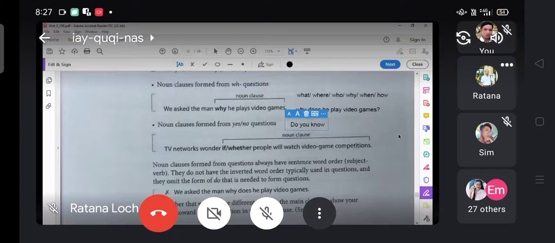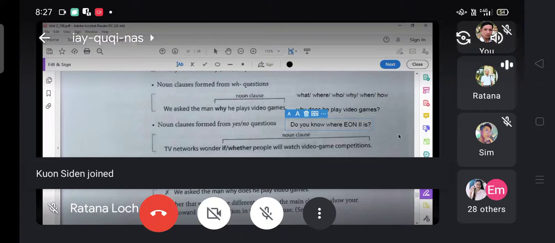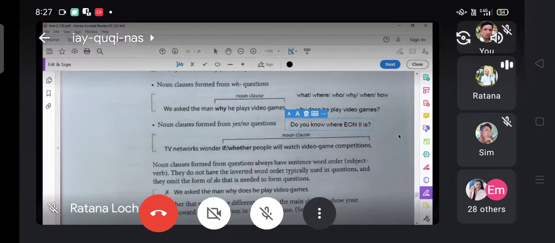Okay, it's the same example, right? Where Eon is. And so you can see here, this is a yes/no question in the form of noun clauses. Okay. So, why does this yes/no question have a question mark?